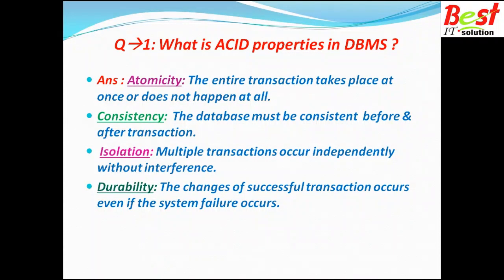That means the transaction will take place, otherwise no transaction will happen. And the consistency property says that the database must be consistent before and after the transaction. So the data should be consistent before the transaction and after the transaction. And isolation means multiple transactions occur independently without interference. So each transaction occurs independently without interference from other transactions.